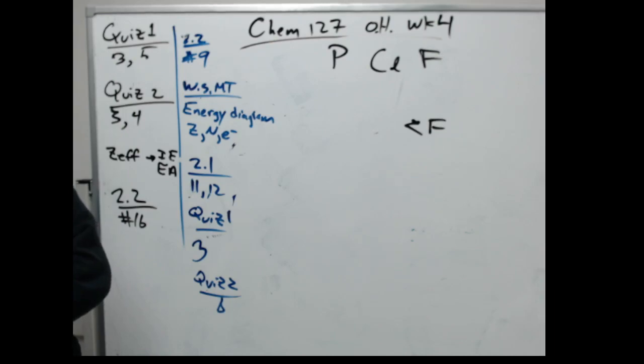I found phosphorus. Where's chlorine? It's right below it. Okay, so which one's more electronegative, chlorine or phosphorus?